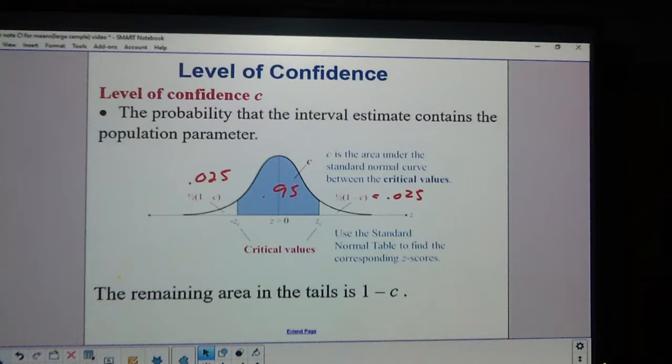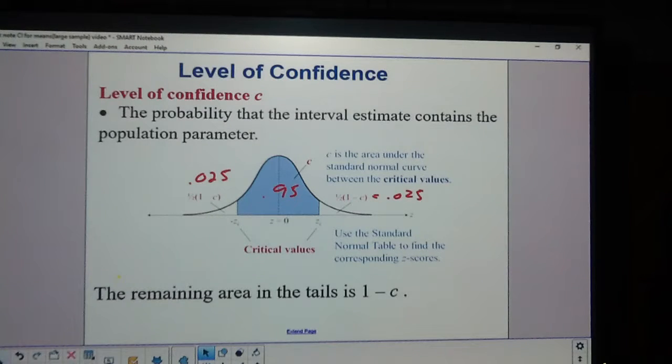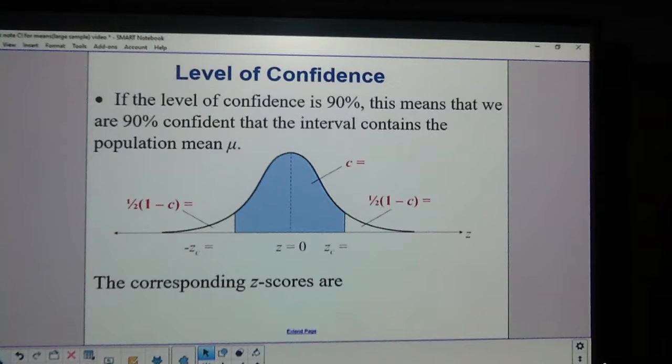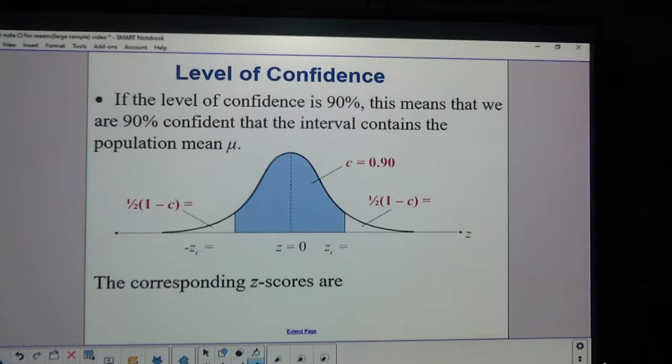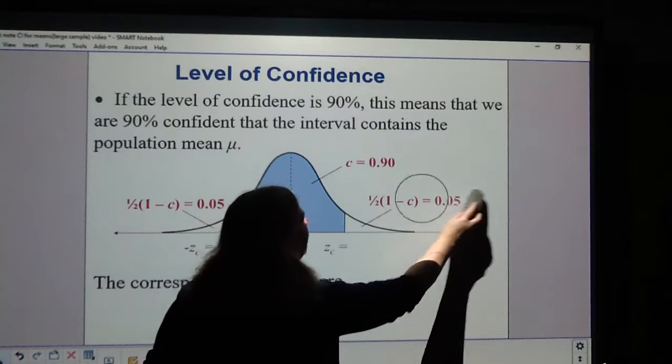So we're going to use, not the table, you can use your calculator, inverse norm, to find those critical values, or those z-scores, corresponding to that c value. So if the level of confidence is 90, c is 0.9. That means the two tails together are 10%, or 0.1, so each tail is 0.1 divided by 2, which is 0.05 and 0.05.